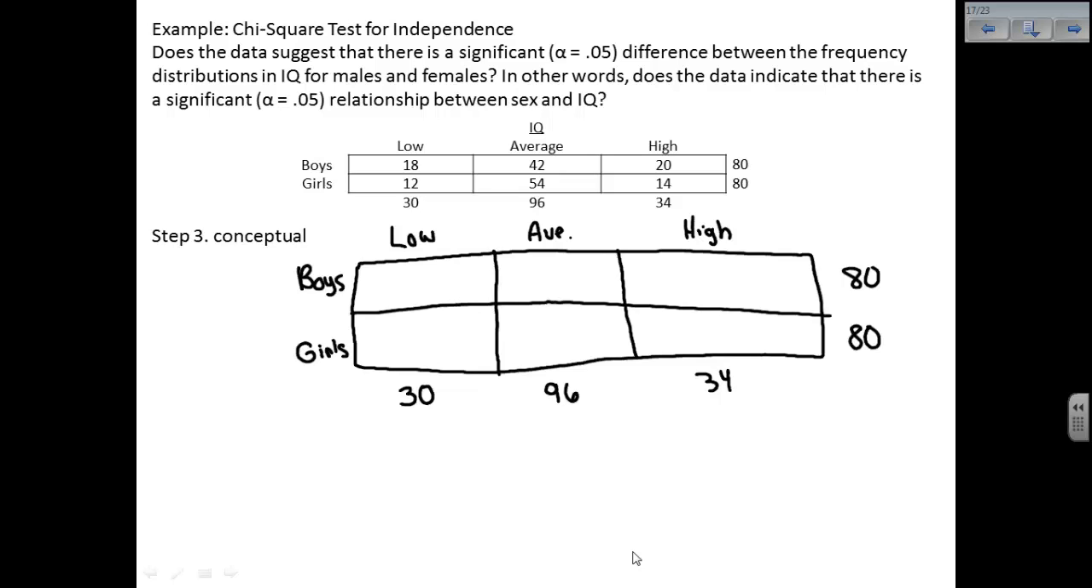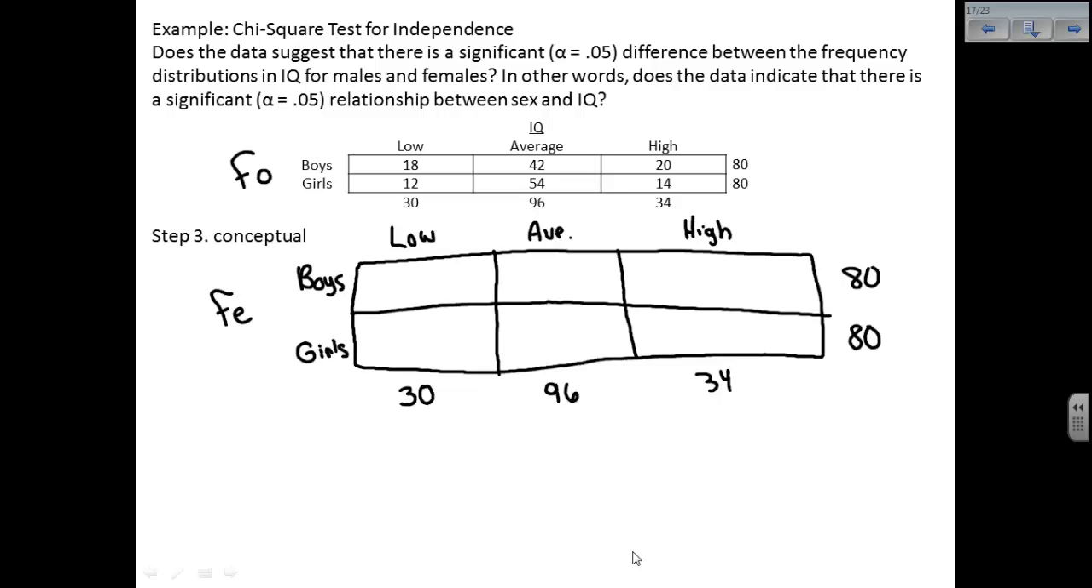So what we're trying to do with our expected frequencies is compare them to what we observed in our sample. Remember, our expected frequencies are the frequencies under the null hypothesis. And the null hypothesis says that IQ and sex are not related and they're independent. So in other words, we want to make sure that there's an equal proportion of girls and boys in each IQ group to then test the null hypothesis.